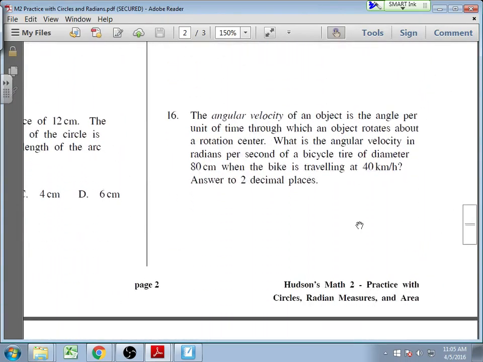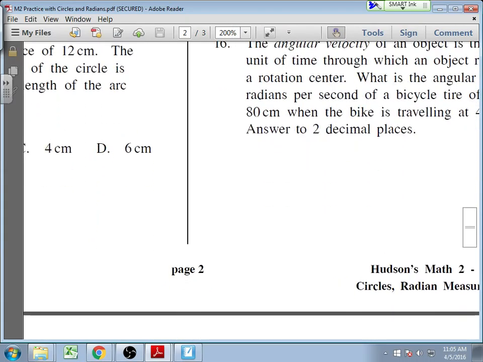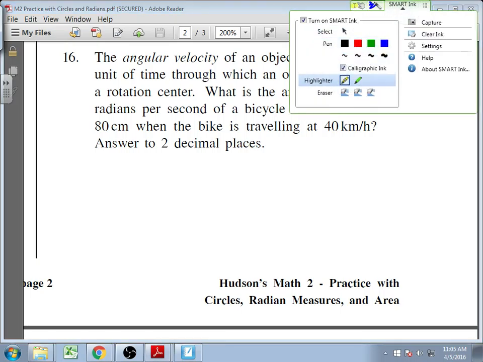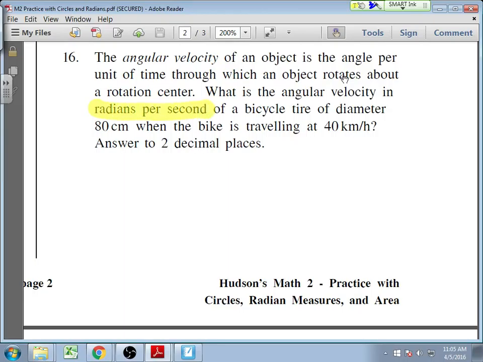Yeah. Okay. All right. The angular velocity of an object is the angle per unit through which the object rotates about a rotation center. So, what is the angular velocity in radians per second? So pay attention to the label that we want. Radians per second of a bicycle tire of diameter 80 centimeters. Diameter, pay attention. And it's traveling at 40 kilometers per hour. And we have a lot of different units going on here.